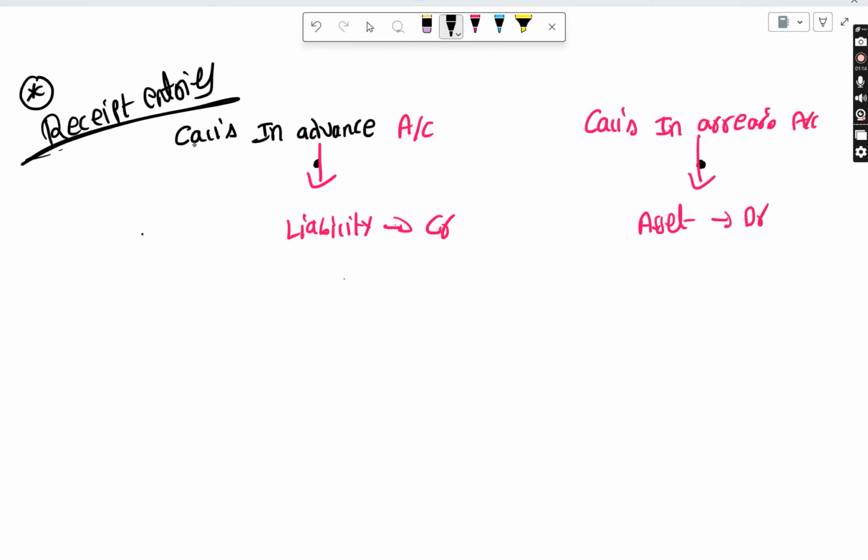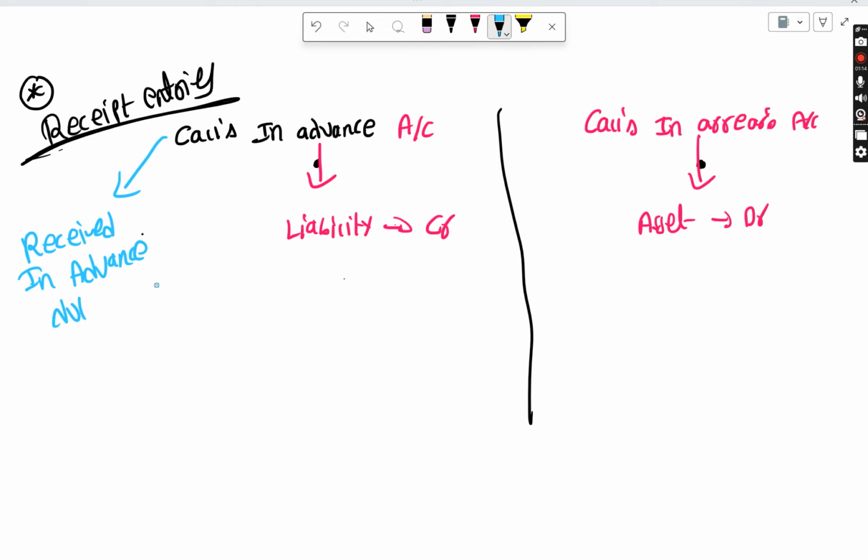Now this can happen. Let's just say previously calls in advance, received in advance. Calls in advance is nothing but received in advance, not due. It is not due, but we received in advance. Later it will become due, right? It's like this. For February month, if I paid in January only, I paid in advance, right? It is not due, but I paid in advance. When will it become due? It will become due in February.